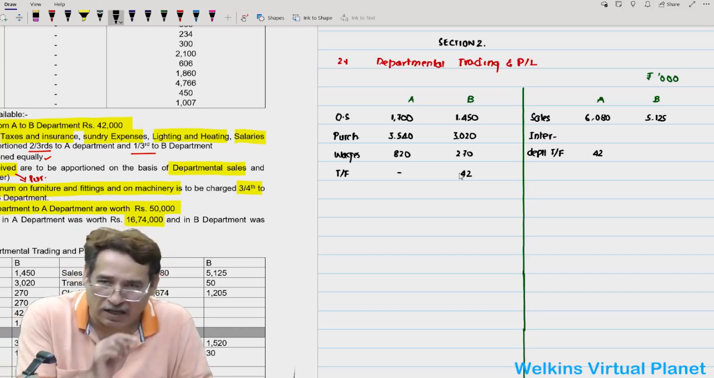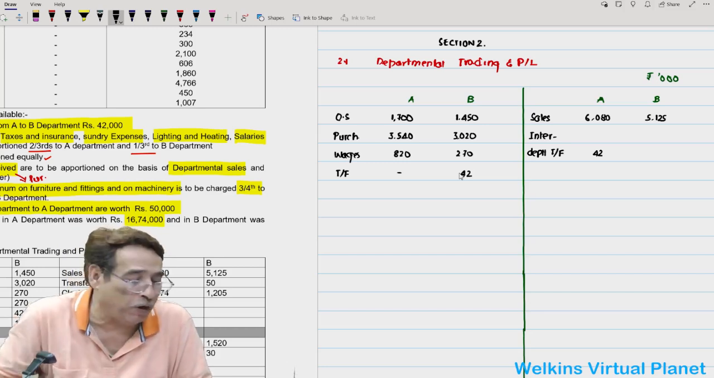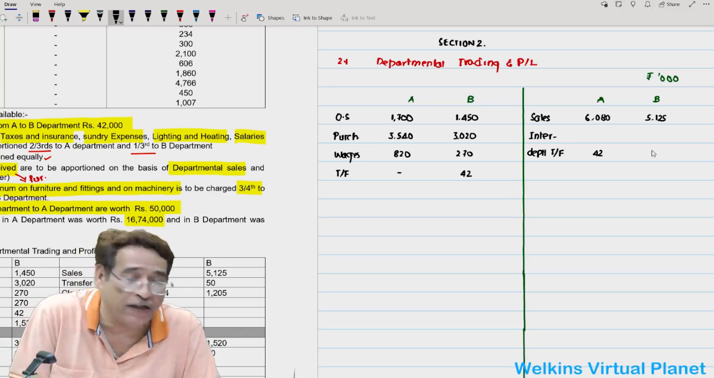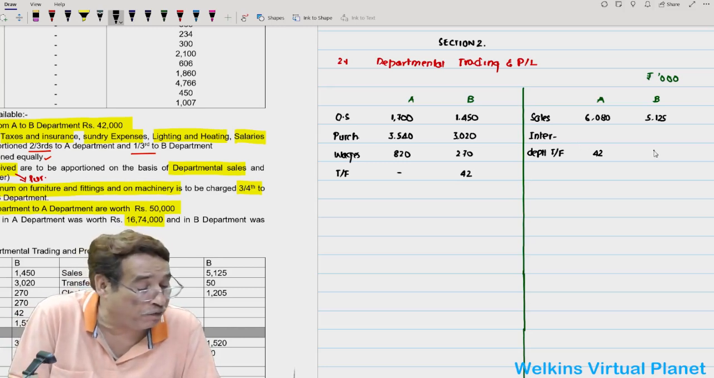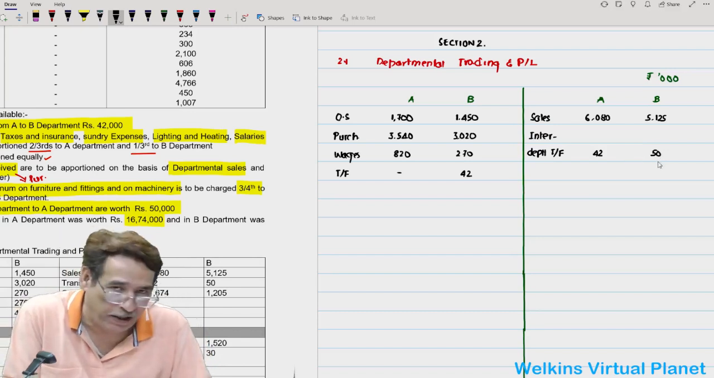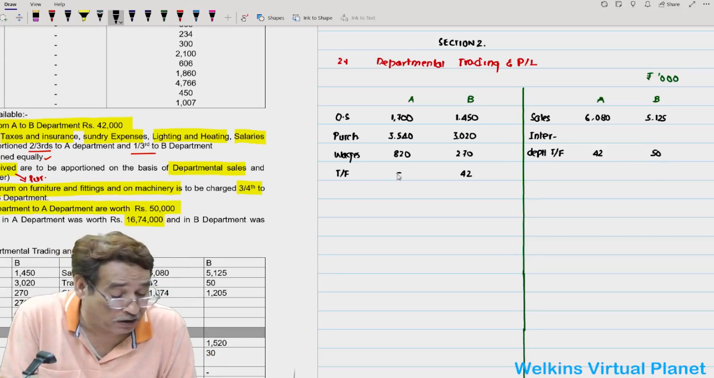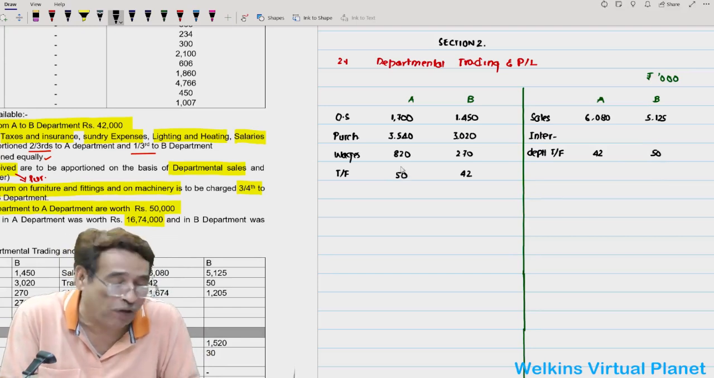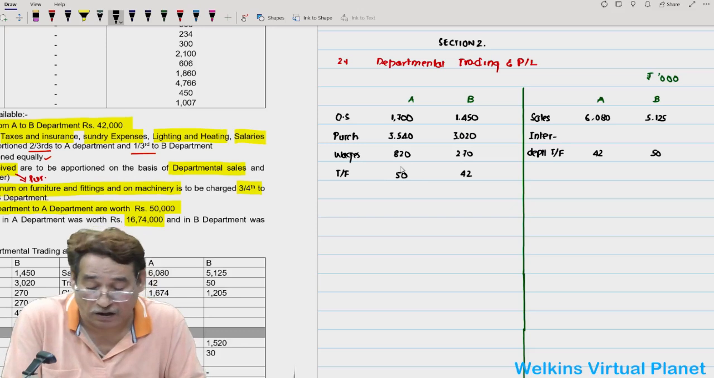Similarly, the last line of the question states that B has transferred 50,000 worth of services. So you write here 50,000, because this time B is transferring, so B will write it towards the credit side. And because this time A is the receiver, A will put it towards the debit side. Is it clear to you or not?